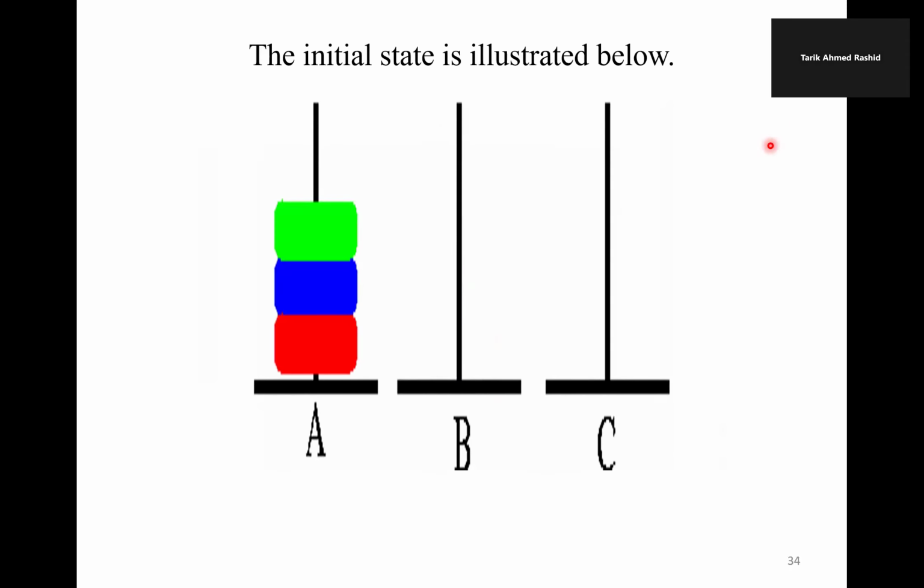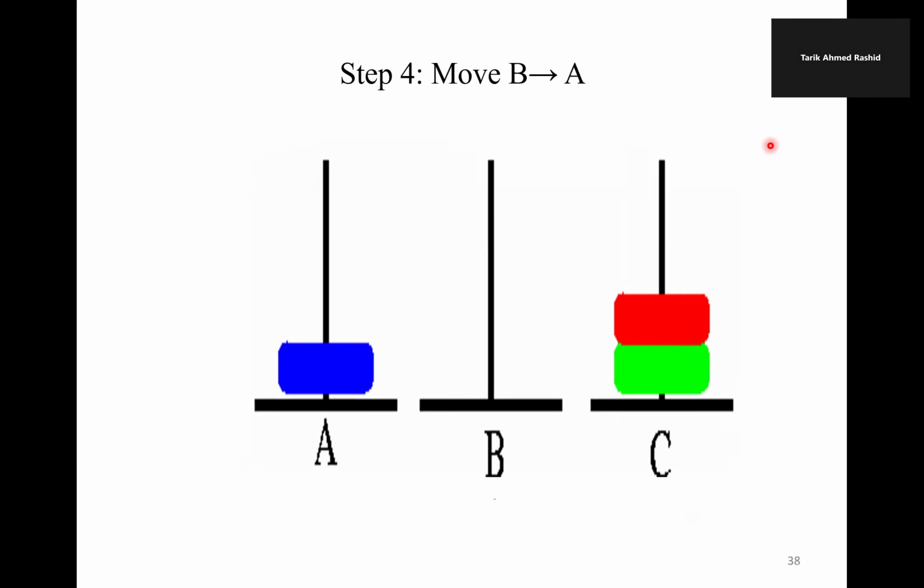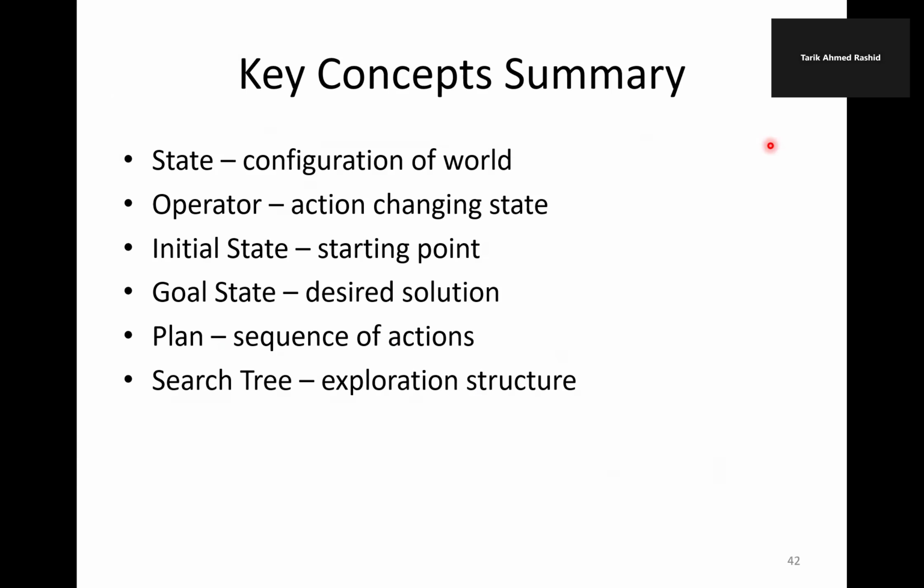We start with the initial state, and then we reach the goal state. So the key concept conclusion is that we have a state, which is a configuration of the world. An operator will take an action so that we can move from one state to another state. We represent the problem by having the initial state, the goal state, and the plan of action.